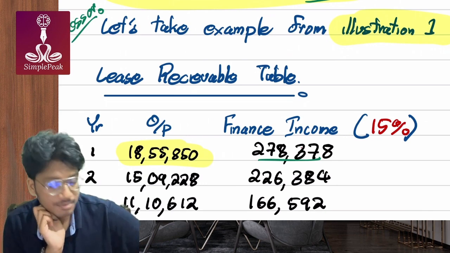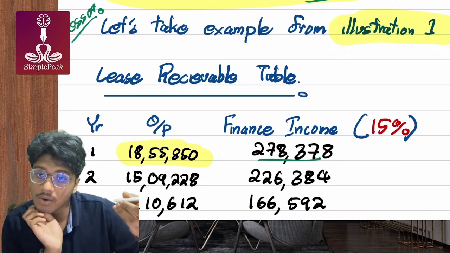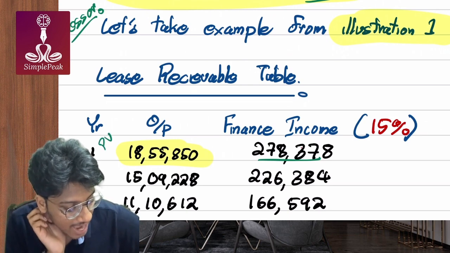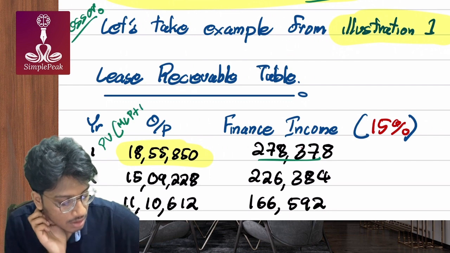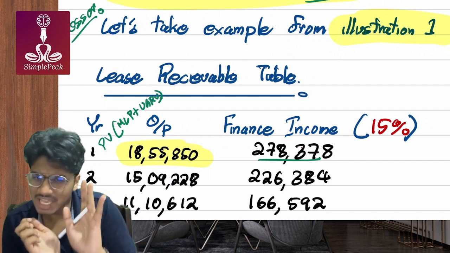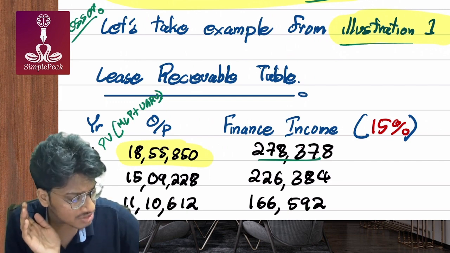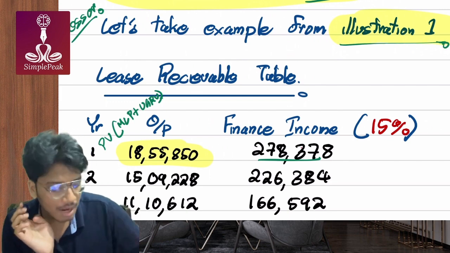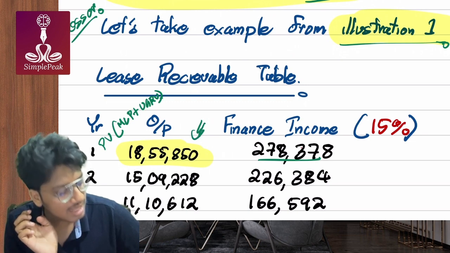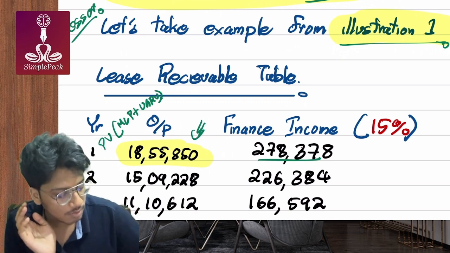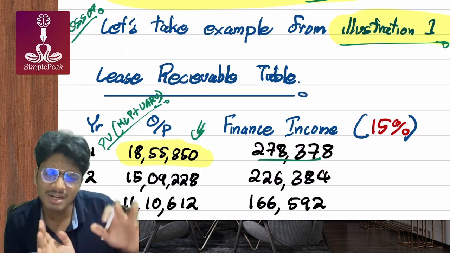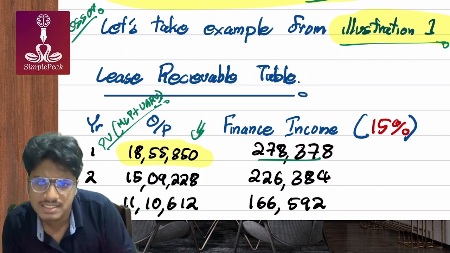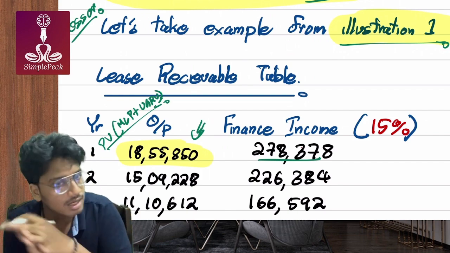In the lessor's perspective, how will the accounting be here? It will be the present value of minimum lease payment plus UGRV. That will be the case. Right now, for the sake of our example, based on illustration 1, I'll take an assumption that 18,55,850 is the present value of minimum lease payment plus UGRV. That is not the actual case; you need to compute it separately. But right now, for the sake of our example, I'm taking it as 18,55,850.